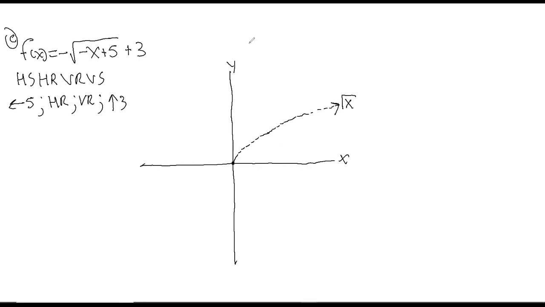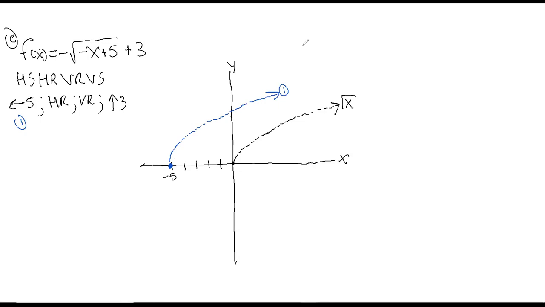For the first step, let's do that in blue. So that'll be the left 5. So left 1, 2, 3, 4, 5. It's -5 over here. So our point is now here at -5, 0, and we're still going to have that same shape. So we'll call that step 1.